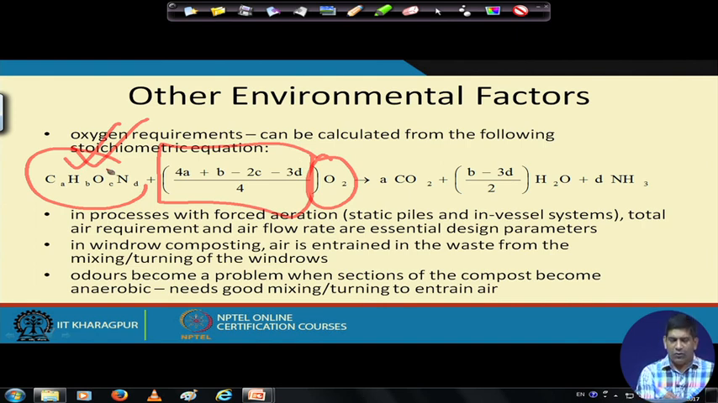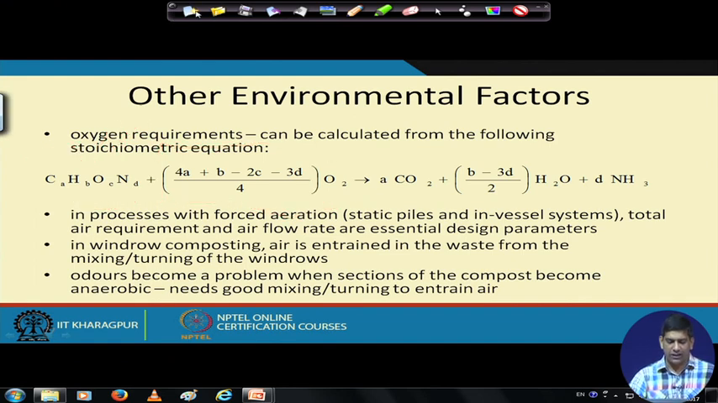So once we know this formula, we can find out how much oxygen is required. Once we know how much oxygen is required, there are different ways you can have this oxygen added to the system. You can have a forced aeration system, where you have static piles and then you add air to it, you are forcing air through, or you can have in-vessel systems.